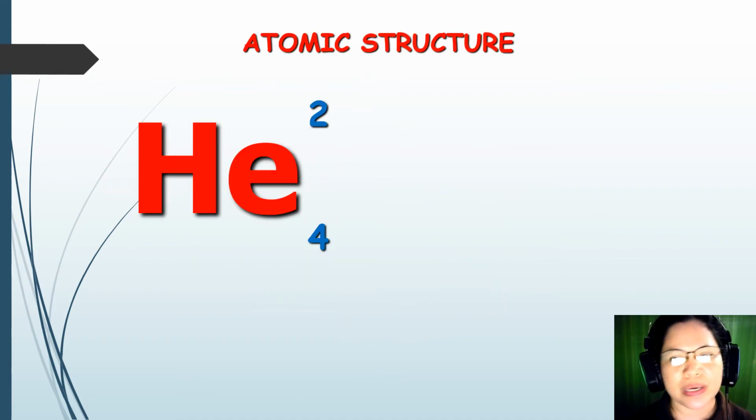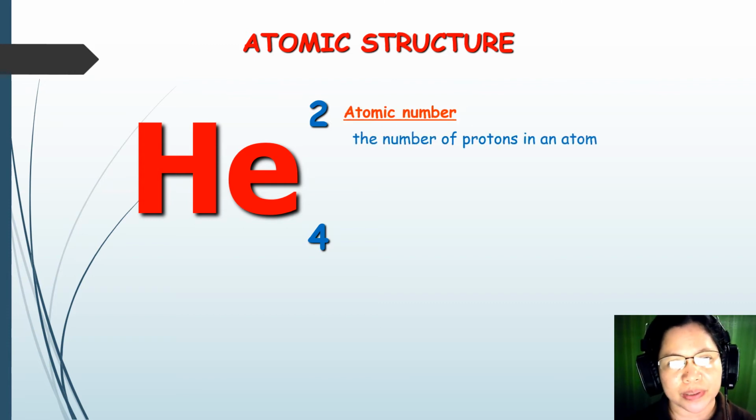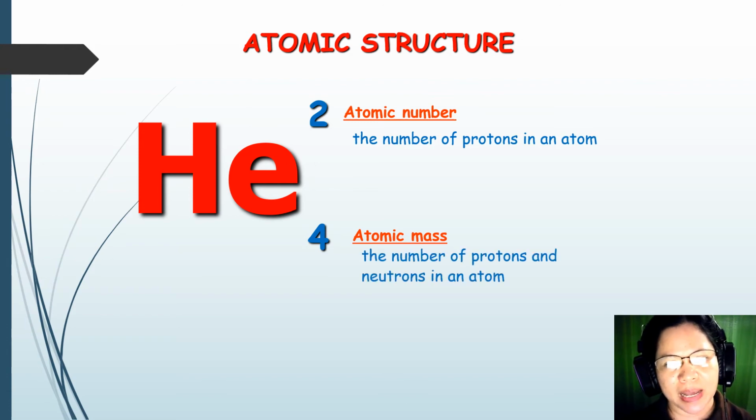So this is how we use the atomic structure. For example, the given element is helium. What is written on top is the atomic number. Okay. You can see in your periodic table, they are arranged based on the atomic number. This is the number of protons in an atom also. Then 4 is the atomic mass or the atomic weight in other periodic tables. So do not be confused.